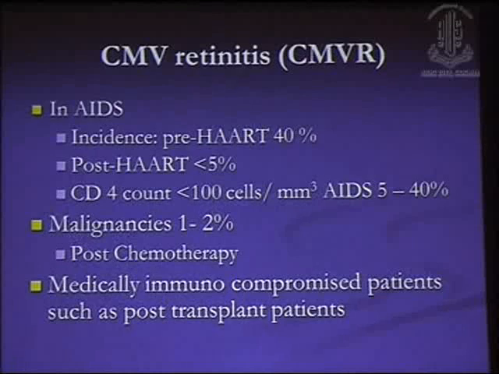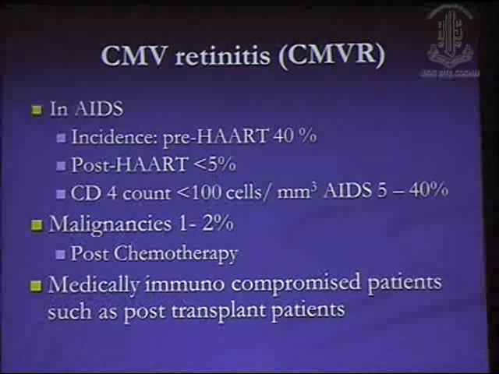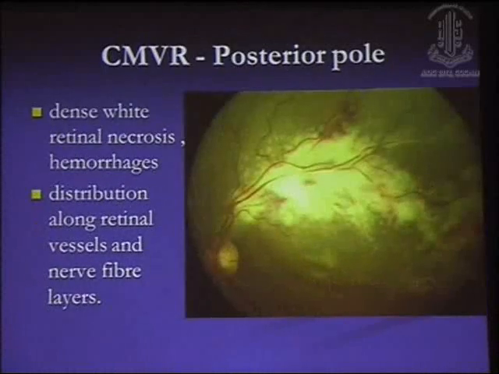Now in the post-HAART era, we see a lot less CMV retinitis than we used to in the past, but it generally occurs only when the CD4 count is below 100 cells. In the non-HIV positive patients, you can also see CMV retinitis in people with malignancies, some of them post-chemotherapy, post-transplant patients. So look for a source of immunodeficiency whenever you see CMV retinitis.